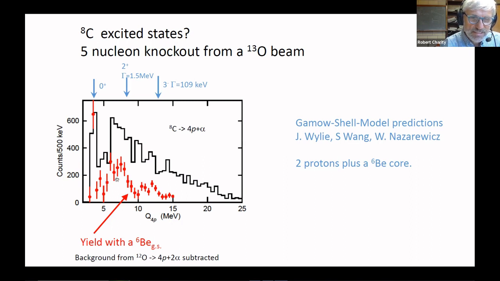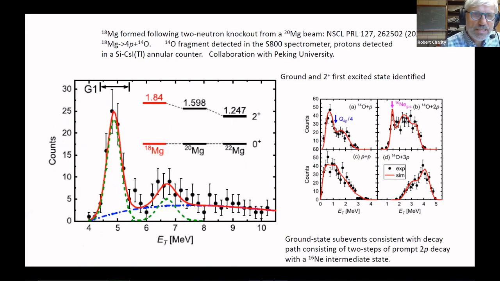I think our data is wide. I haven't actually fit it. Champey said it was around 3 MeV, and maybe that's possible, depending exactly on the experimental resolution. What about the other 4p decay? So that's magnesium 19. This is quite recent.